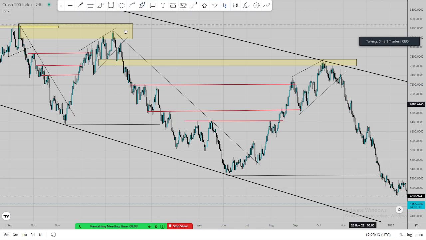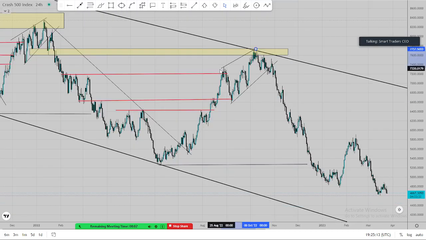There you could have ended on the resistance, or done the same thing: draw a counter channel to the upside. Once you draw a counter channel to the upside, what do you do? Wait for the break, retest, you sell. Selling here, where is our target? Remember, the market is still overall bearish. Target is the previous low.